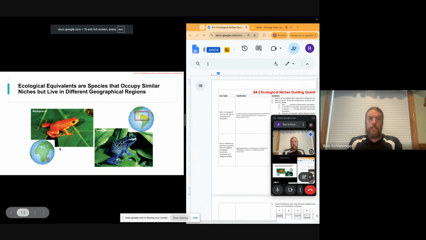And we see that with these two poisonous frogs. They're very, very similar. You find one in the jungles of Madagascar, but a lot of the jungles of South America are similar to those jungles of Madagascar. And so we see what's known as an ecological equivalent. It's kind of cool. It's like a doppelganger.